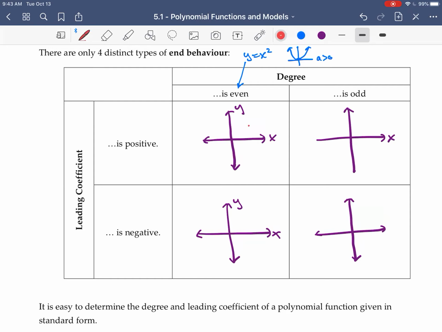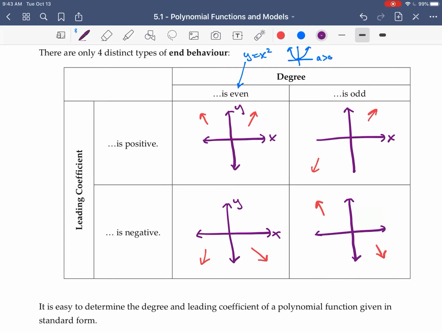So that means that the end behavior looks like that. Now if the leading term is negative, that's going to flip it over the x-axis, and it's going to go like that. Similarly for odd, you could think about y equals x or y equals x cubed. We know normally they do this, and when the leading coefficient is negative, you flip it over the x-axis, so it's going to do that. Those are the only 4 types of end behavior.